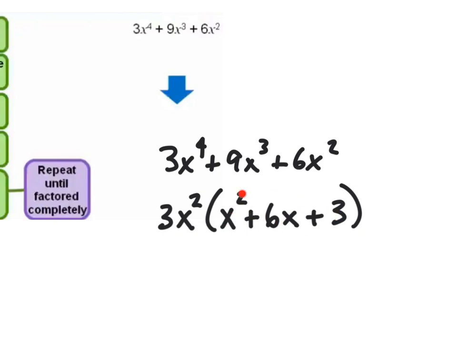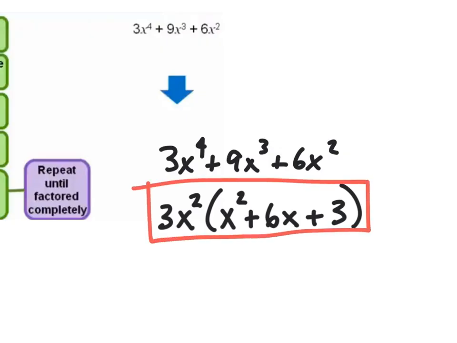Now the question is, can I factor x squared plus 6x plus 3? So the question is, are there 2 numbers that multiply to 3, but then add to 6? And that answer is no. I mean, you have either 3 and 1, and those 2 numbers are going to add to 4, which is not 6. So this is just factored completely. It would be cool and really awesome if you could continue to factor that, but you can't.